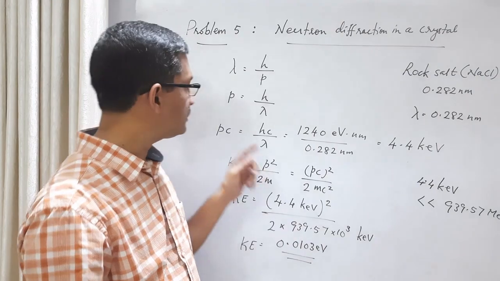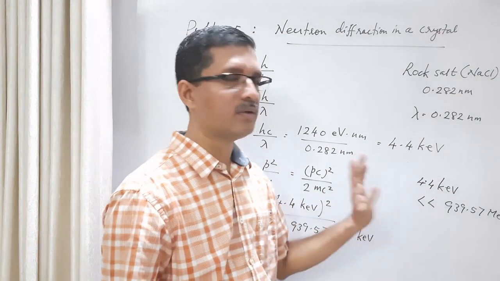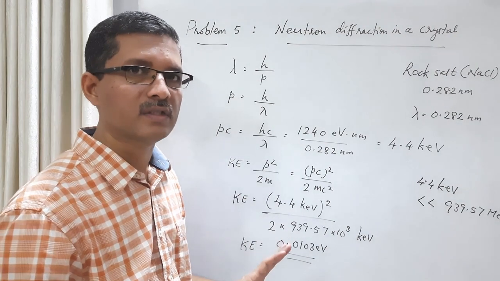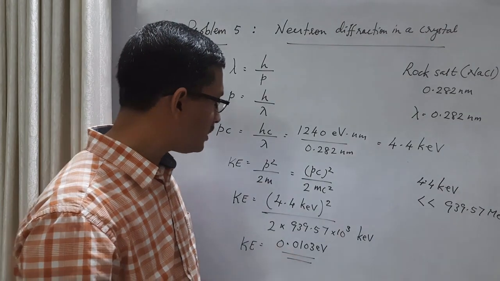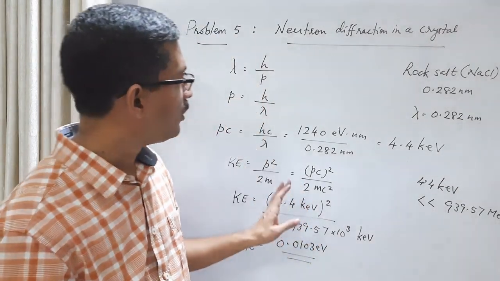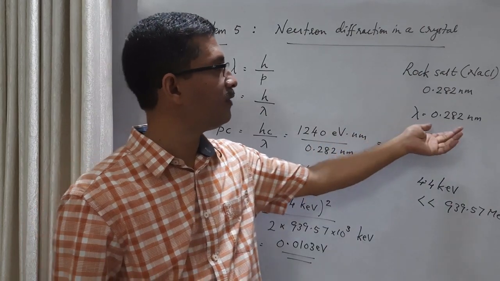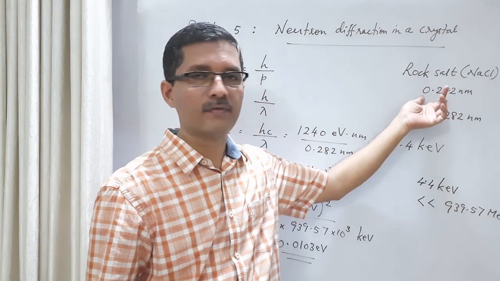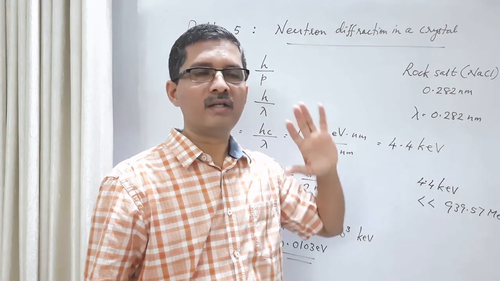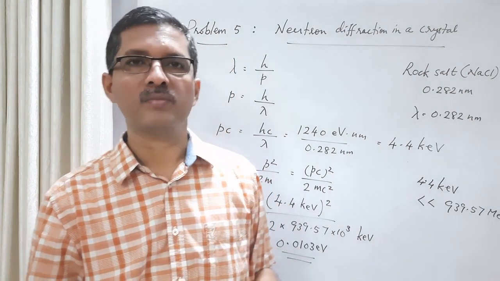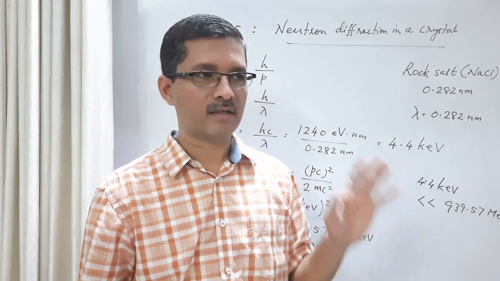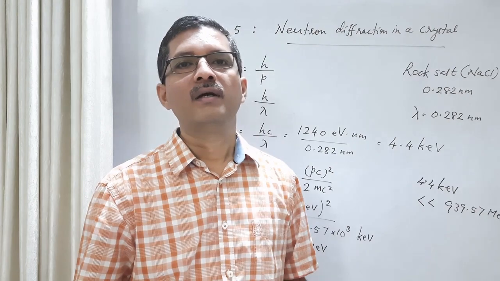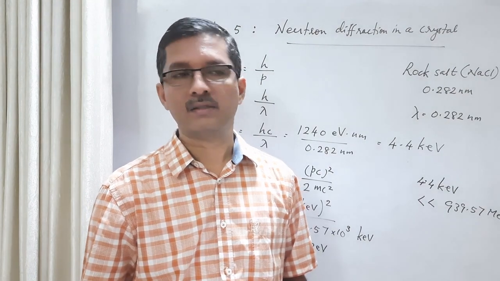So the condition that Pc is very small compared to the rest energy automatically ensures that the kinetic energy is very small, and a non-relativistic calculation is justifiable. So this is the kinetic energy of the neutron beam which has a de Broglie wavelength of 0.282 nanometer, and this type of neutron beam can undergo diffraction in a sodium chloride crystal. Generally, this type of low energy neutron beam is used for diffraction in crystals, and they can be used to study the crystal structure. Neutron diffraction is a common technique to study crystal structure.